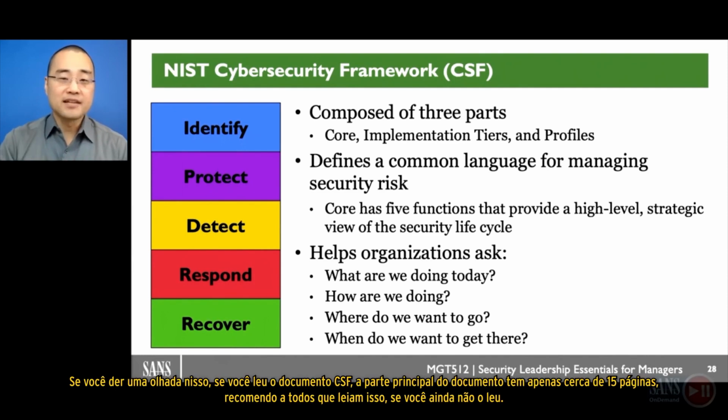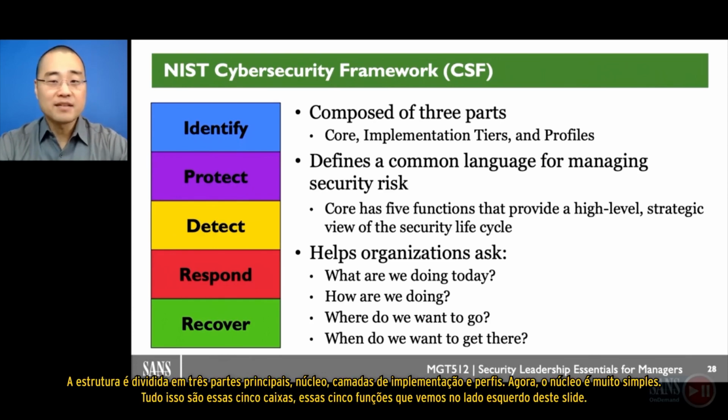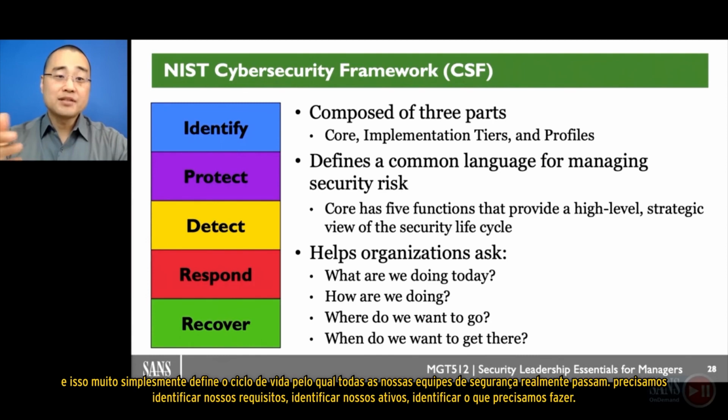Right? If you read the CSF document, the main part of the document is only about 15 pages long, highly recommend everybody reading that if you haven't read it already. The framework is divided into three parts: core, implementation tiers, and profiles. Now the core is very simple. All it is these 5 boxes, these 5 functions we see on the left-hand side of this slide. And this very simply, right, defines the life cycle that all of our security teams actually go through.